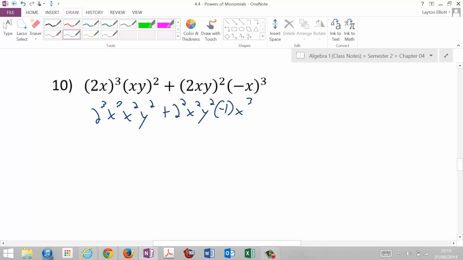Now I'm going to spend just one more step cleaning this up. 8, this would be x to the 5th, then y squared. And then I have a negative in 2 squares. This would be minus 4, x to the 5th, and then y squared. And those are like terms. So 8 minus 4 is 4, and I have 4x to the 5th, y to the 2nd.